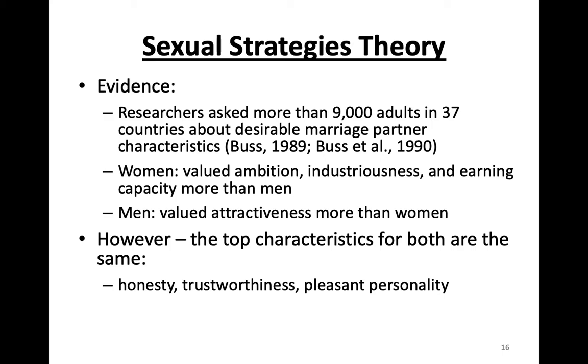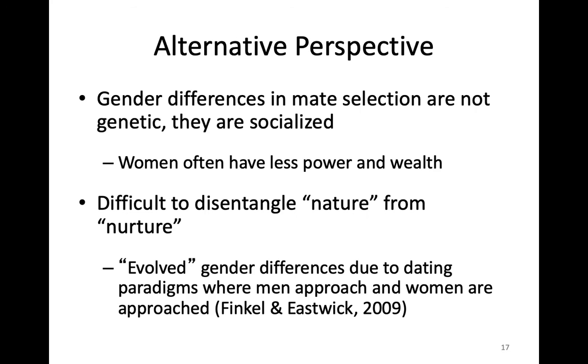All right. So what we have here is some evidence, based on men and women valuing different things, that is consistent with evolutionary theory. But if you're a skeptic, and I think you should be, there's, of course, an alternative perspective, which is that gender differences in mate selection are not genetic. They aren't these passed down adaptations, but rather they're socialized.